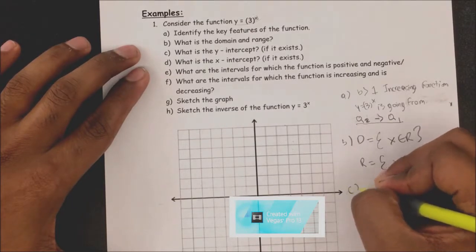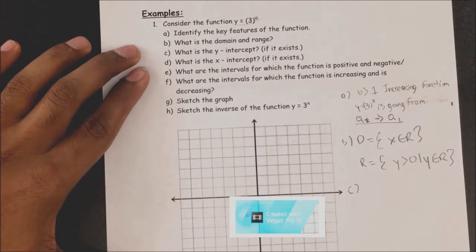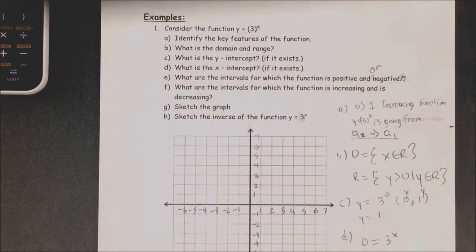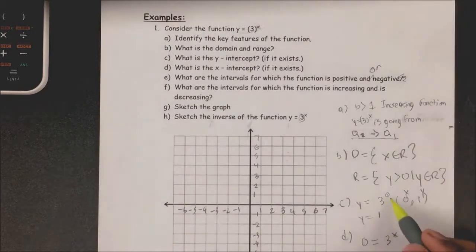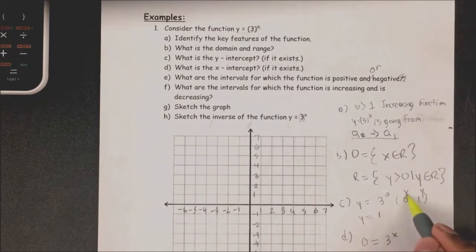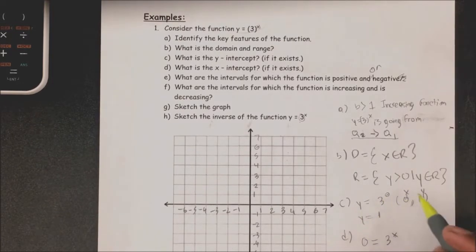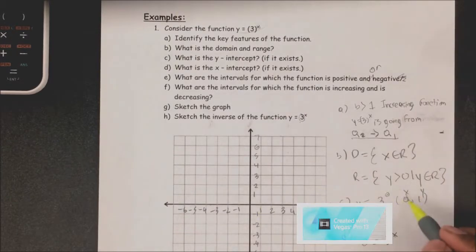And for C, what is the y-intercept? Okay, in order to find our y-intercept, you have to input x as 0, right? So when you input 0 as your x value, 3 to the power of 0 is 1. So your y is equal to 1, which therefore means your y-intercept is (0, 1). And then in order to find your x-intercept, you have to make y equal 0.